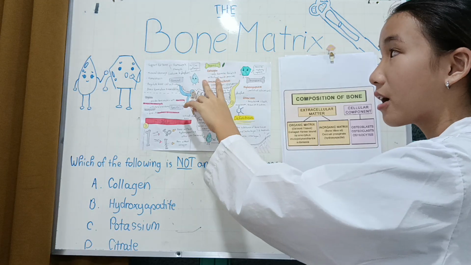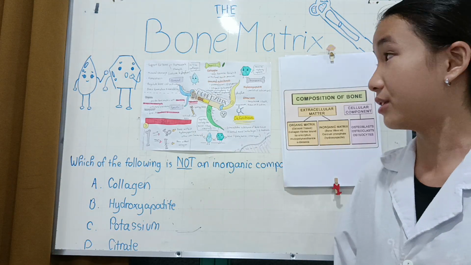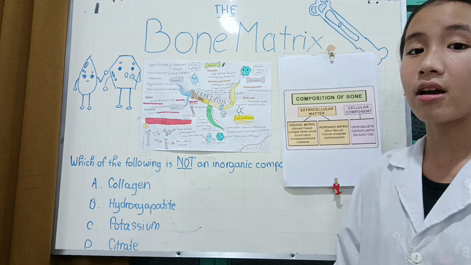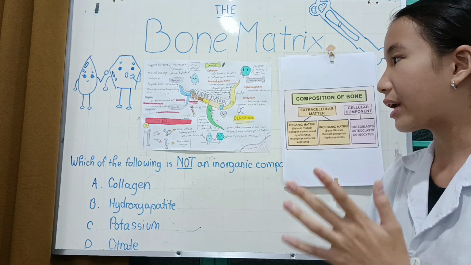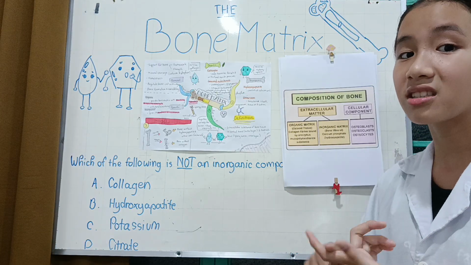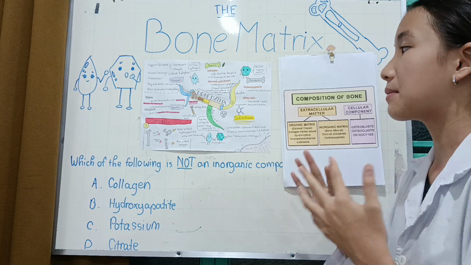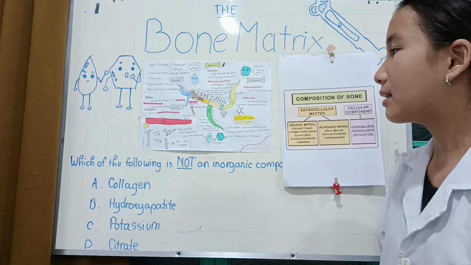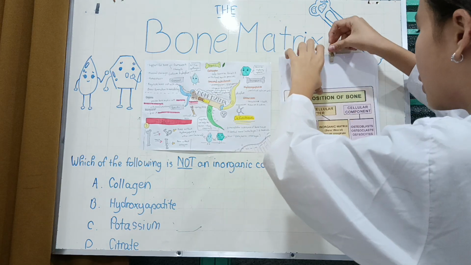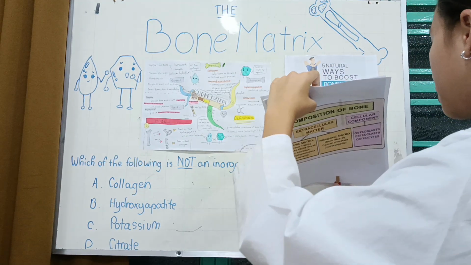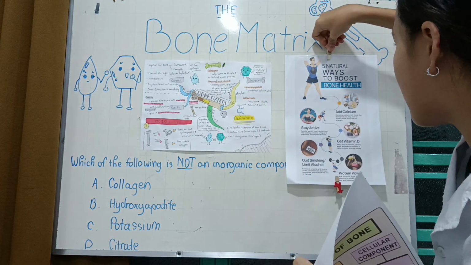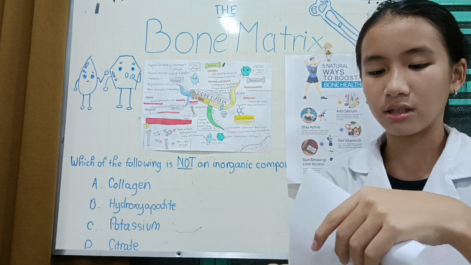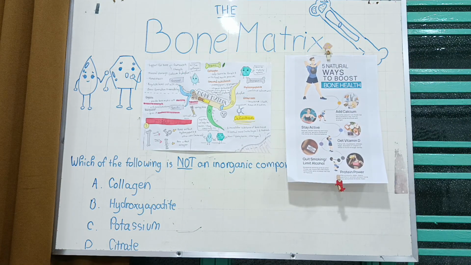Summary. Organic compounds include collagen fibers and ground substance. Inorganic compounds include hydroxyapatite and other ions, which for example include bicarbonate, citrate, sodium, potassium, etc. And I have some pictures to show you here. And near the end of the video, I'll talk about ways to boost bone matrix health.